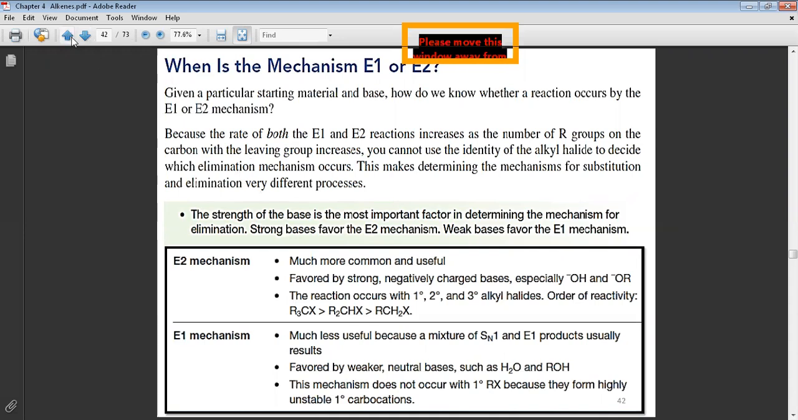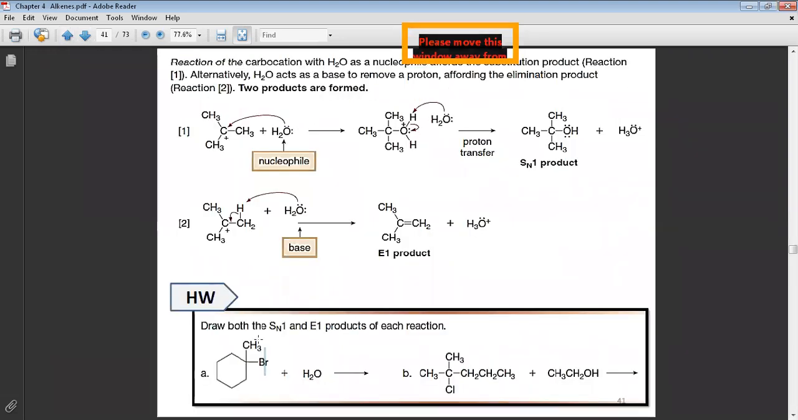If I give you this alkyl halide, for example, and ask which one will happen, E1 or E2? A more substituted alkyl halide is best for both E1 and E2. Why? Because for E2, a more substituted alkyl halide gives you a more stable alkene and a more stable transition state. And for the E1 mechanism, a more substituted alkyl halide gives you a more stable carbocation.